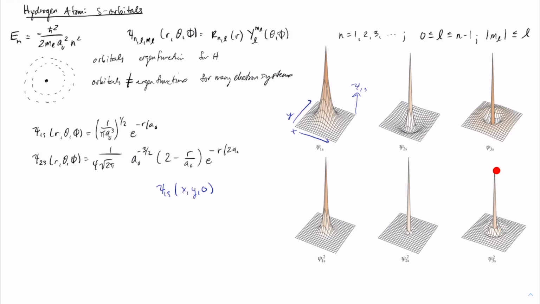There's a maximum right at the nucleus, and then there's this other ring around here with some maximum, and then there's a final minor ring out at the edges. Okay, that's the s orbital. Next, we will talk about the p orbitals.